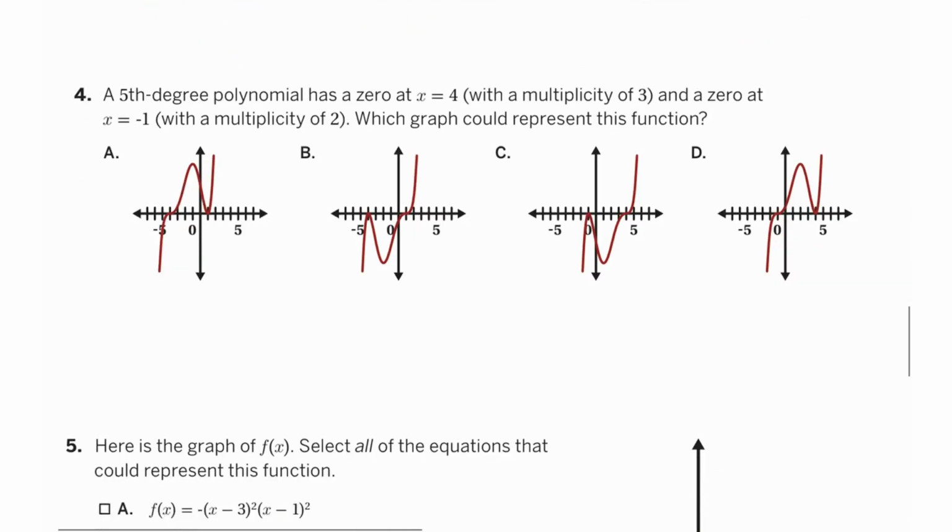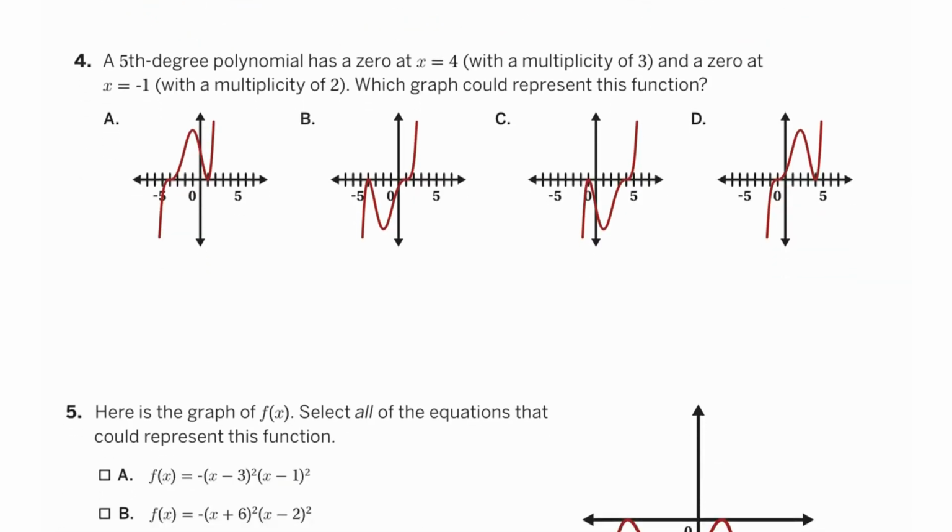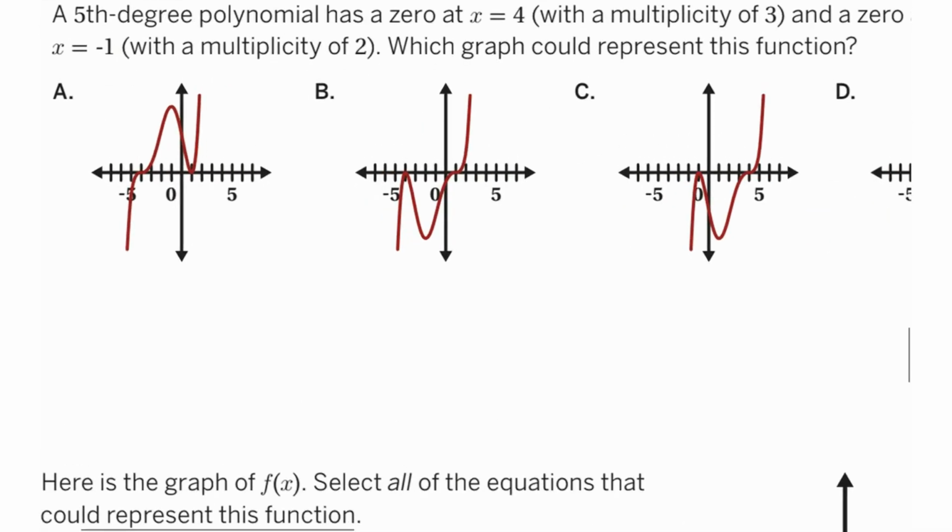All right, number 4, a fifth degree polynomial has a 0 at x equals 4 with a multiplicity of 3, and a 0 at x equals -1 with a multiplicity of 2. Which graph could represent this function? So first of all, I'm looking for a 0 at x equals 4, which means 1, 2, 3, 4. There's no 0 here, so it's not going to be A. Same thing with B, 1, 2, 3, 4. There's no 0 here, so not going to be B.